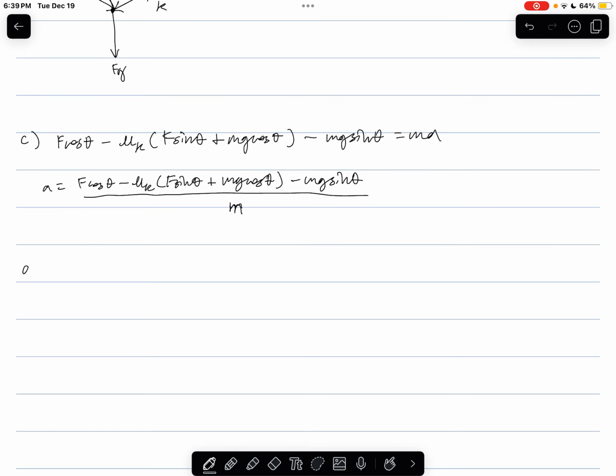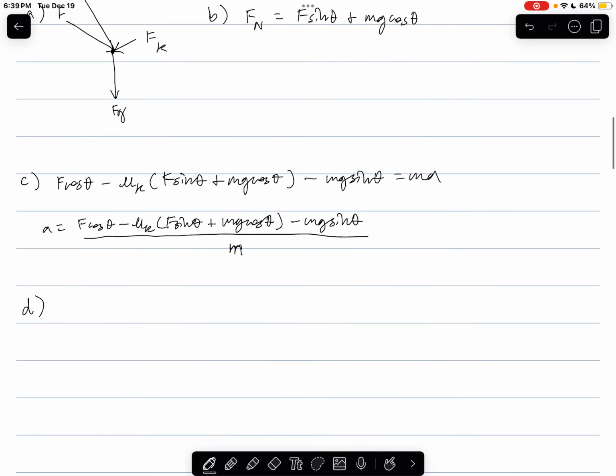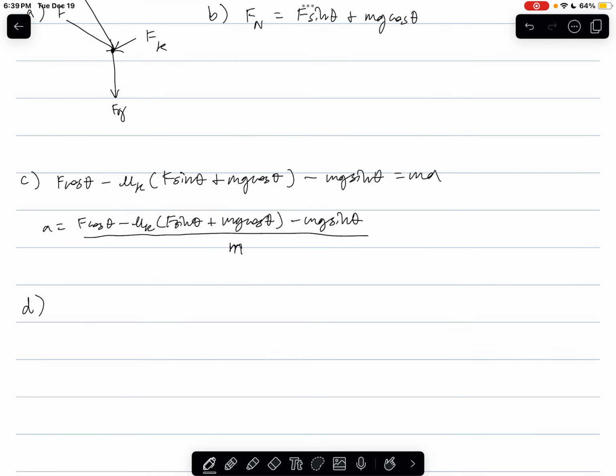Okay, for part D, I know that for the block to slide with constant velocity, acceleration will equal 0, which then makes the force F cosine theta equal to the forces acting against it. So I'm going to make my equation F cosine of theta equals the friction plus the force of gravity acting against it.